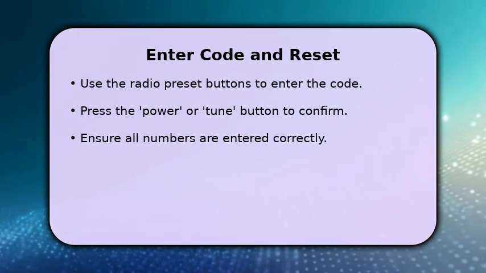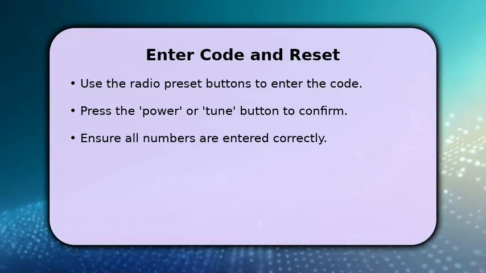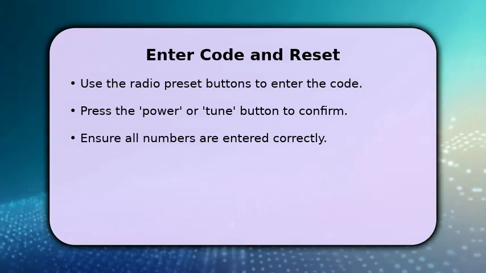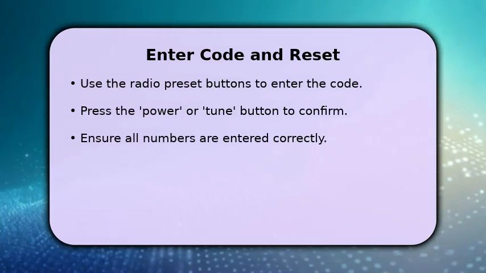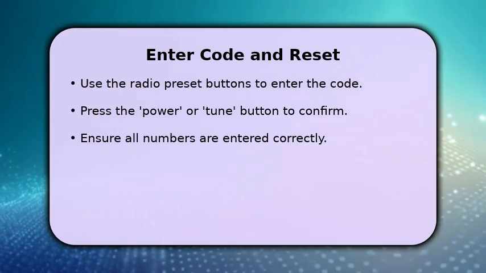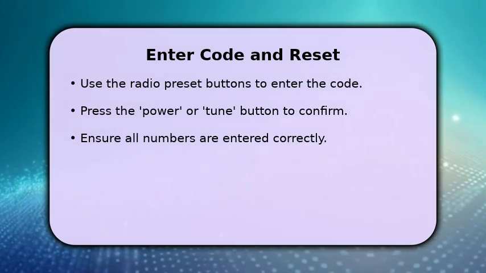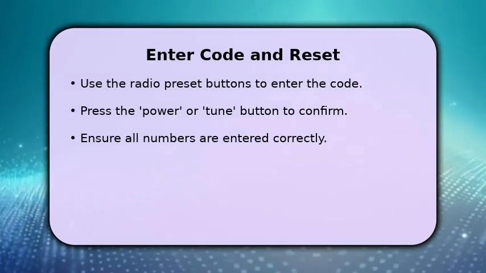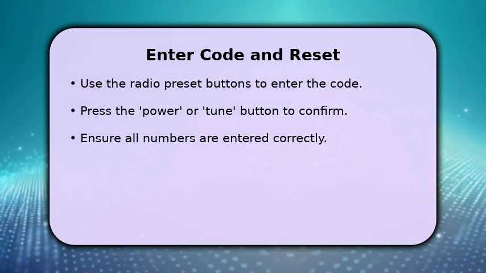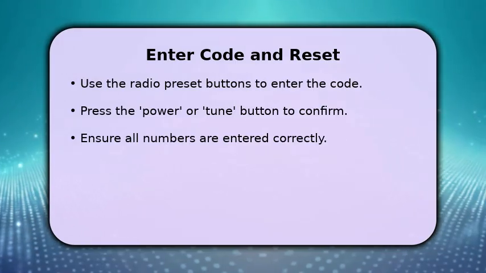With your anti-theft code in hand, you can now unlock your radio. Use the radio preset buttons, numbered 1 through 6, to input each digit of your code. For example, if your code is 52,314, you would press button 5, then 2, and so on. After entering all digits, press the power or tune button to confirm. Your radio should now be fully functional.